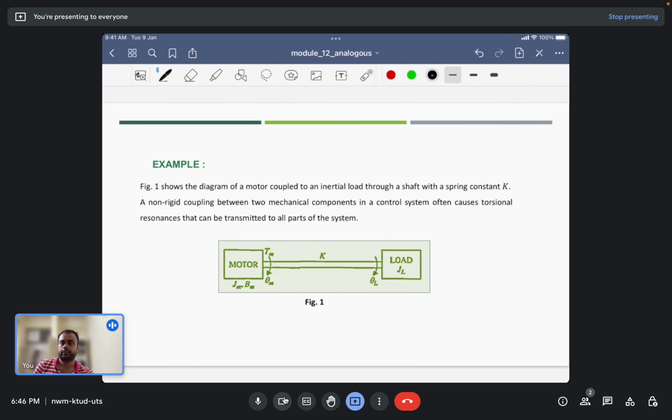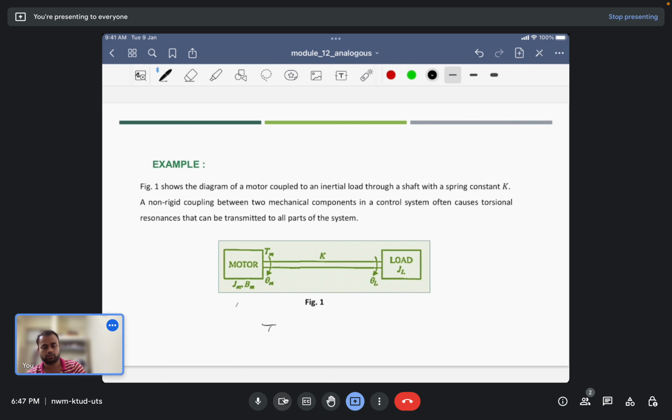So here is an example. In the given figure or diagram, a motor is coupled to a load through a shaft with a spring constant K. A non-rigid coupling between two mechanical components in a control system often causes torsional resistance that can be transmitted to all parts of the system. So this is an example of a rotational system. The motor is trying to rotate the load.